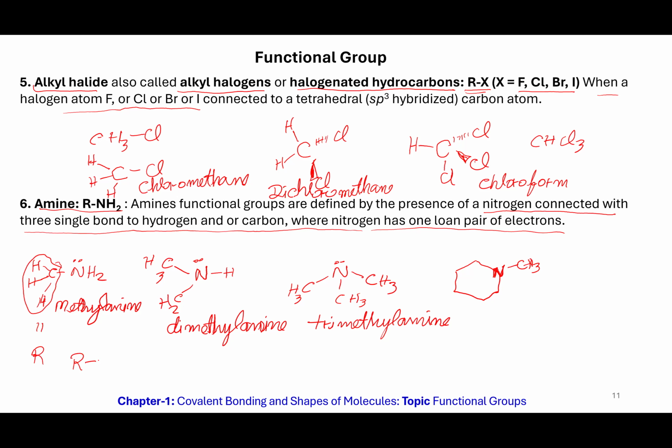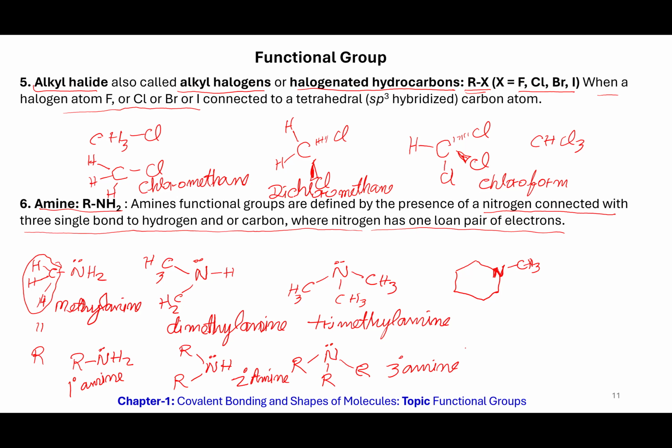So if R and H2, and here we have R and H, R, and here we have N, 3R. So these are all carbons. So this is called the 1 degree amine. This is 2 degree amine. This is 3 degree amine. And don't forget to place the lone pair of electrons on each nitrogen.